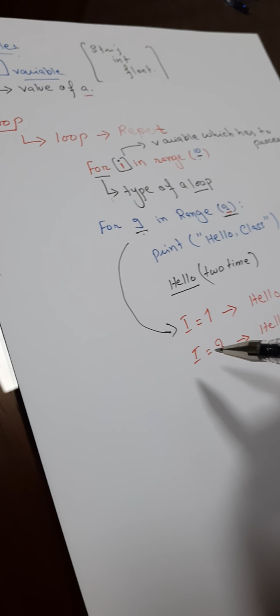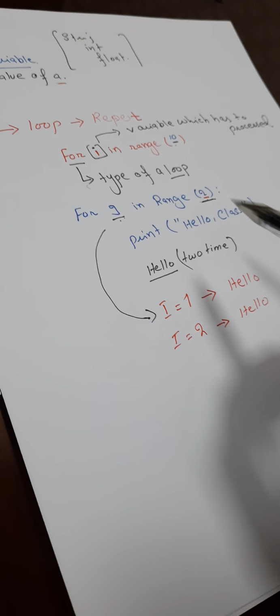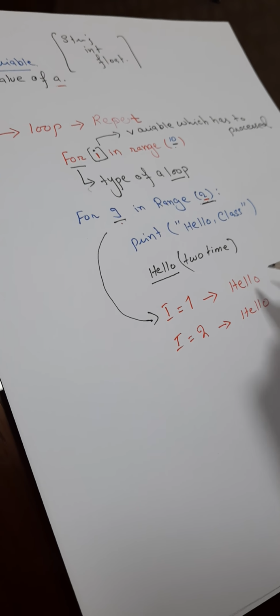So this is the basic concept of a loop. You just have to go back for an iteration. Like I'll show you in some kind of diagram. Let's start.